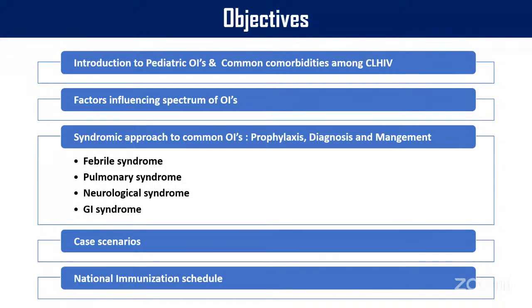So we are going to have a small introduction on pediatric OIs and common comorbidity among children living with HIV, and what are the factors which influence the spectrum of OI you see in our clinical practice, and syndromic approach to common OI. Usually they don't come to you with a label. They will not come and say that I'm having a PCP pneumonia or I'm having tuberculosis. They will come with some symptom, maybe a fever, cough, cold, or something like that. So how do you approach them? How do you arrive at a diagnosis? That is called syndromic approach to common OI. As well as we'll also discuss in between prophylaxis, diagnosis, and management of such OIs.